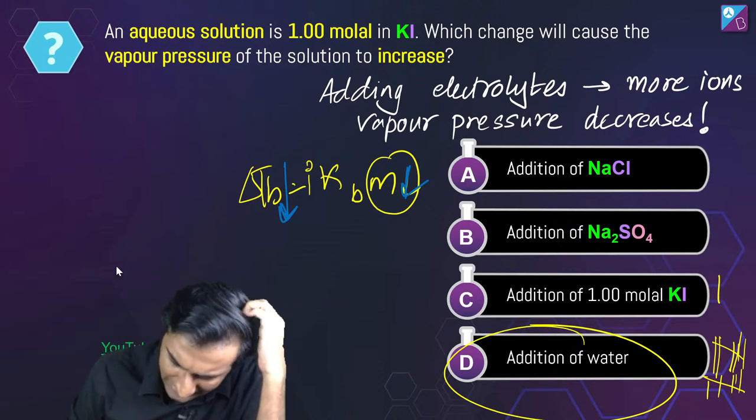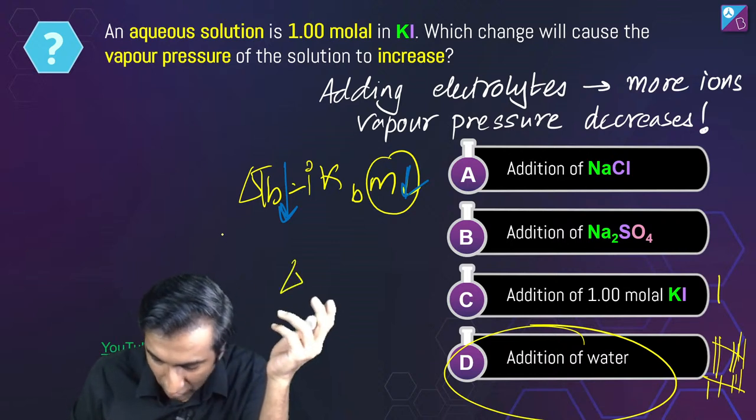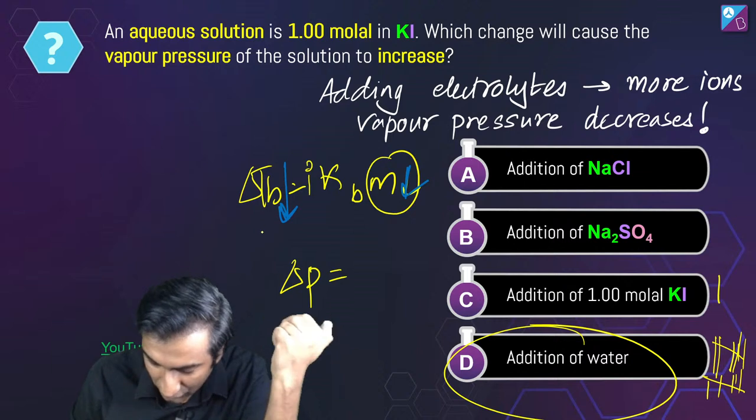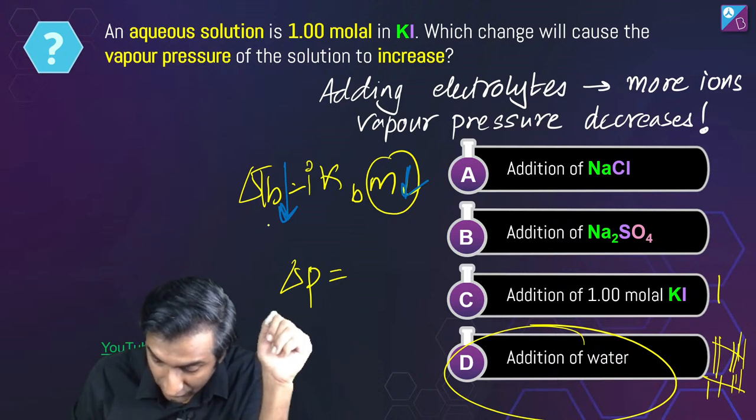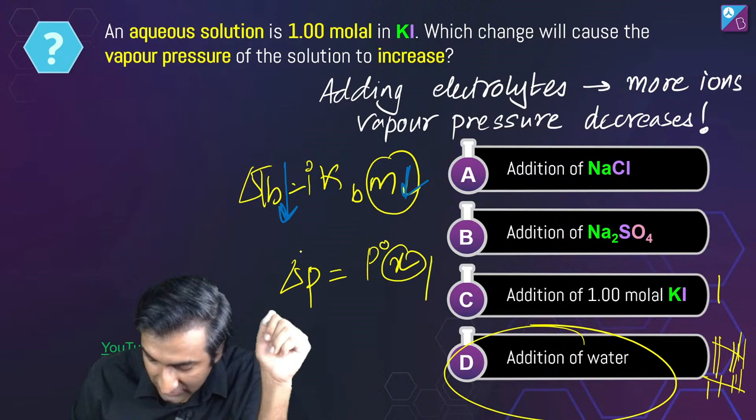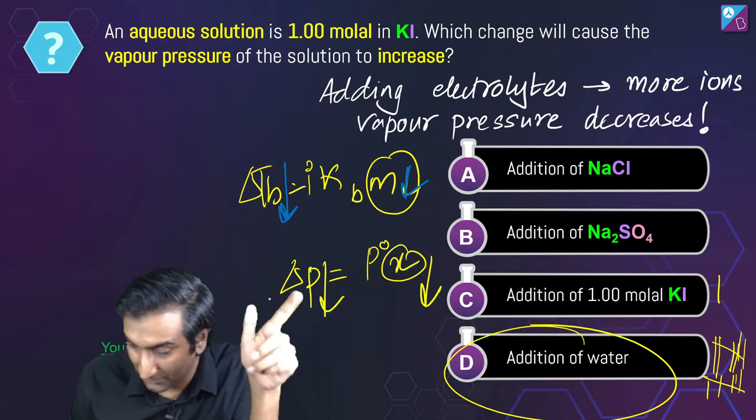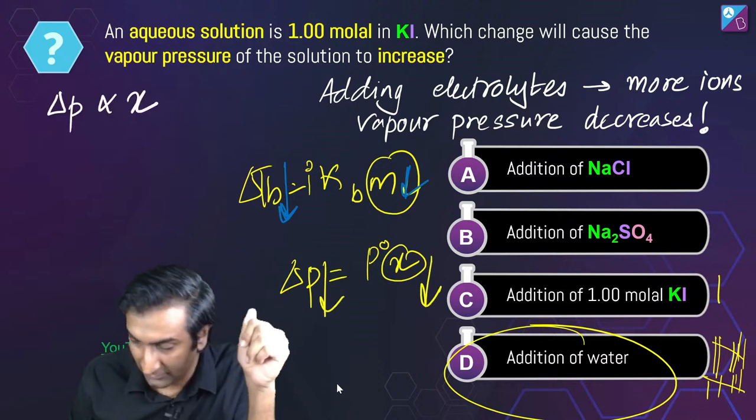Aur agar delta TB kyun likh raha hu main? We are talking about this. We already have a colligative property, right? Yahan pe to kuch sochna nahi, itna sochne ki zarurat nahi. Delta P is equal to P naught times X. So, mole fraction will decrease. Mole fraction will decrease, delta TB, delta P will decrease. To bas ho gaya kaam khatam.